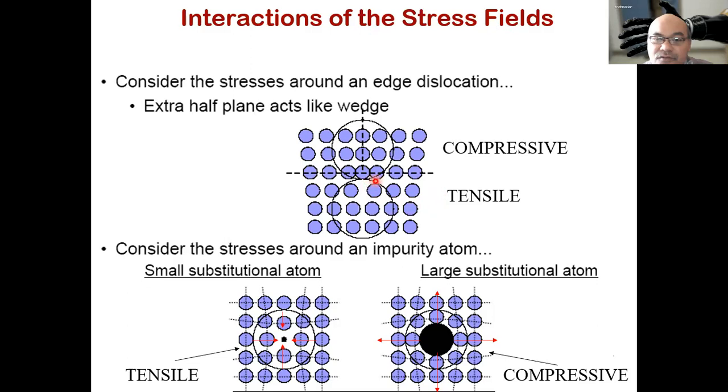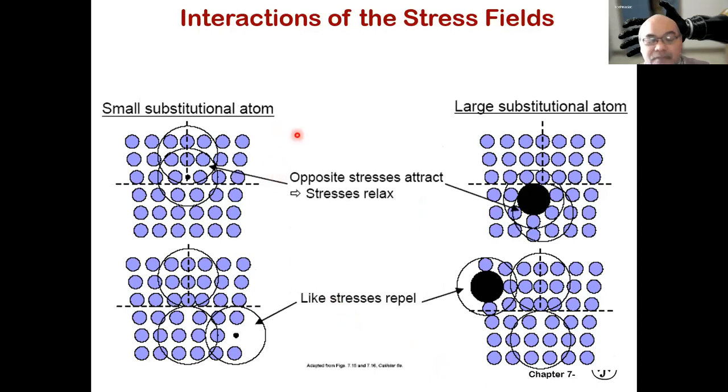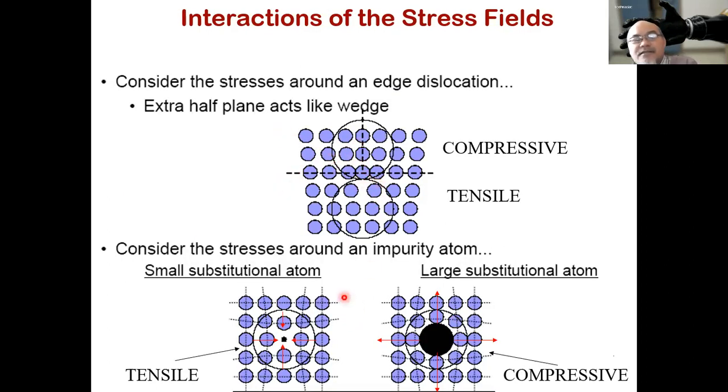And when we introduce an impurity atom, this will create tensile, right? Because this impurity is still smaller than the host atom. Yeah, it will create tensile because the atoms are being stretched away from each other. But when we have a larger substitutional atom, the surrounding atoms will be compressed by this larger atom, because they will have a smaller distance to each other. That is why they are in a compressive state. So when this one is compressive, this one is tensile.